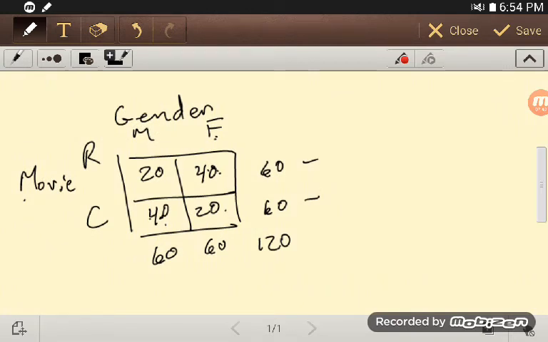Now, does it matter enough that I think these surveys that I did, you know, so I just went out, I asked 120 people, 60 of whom were male, 60 of whom female, and I got these numbers.